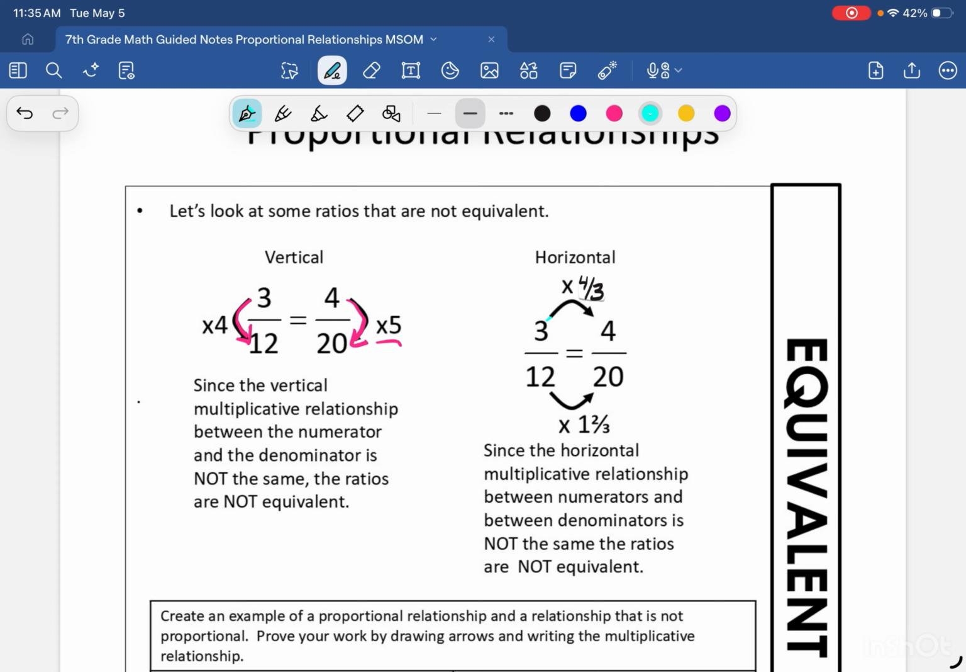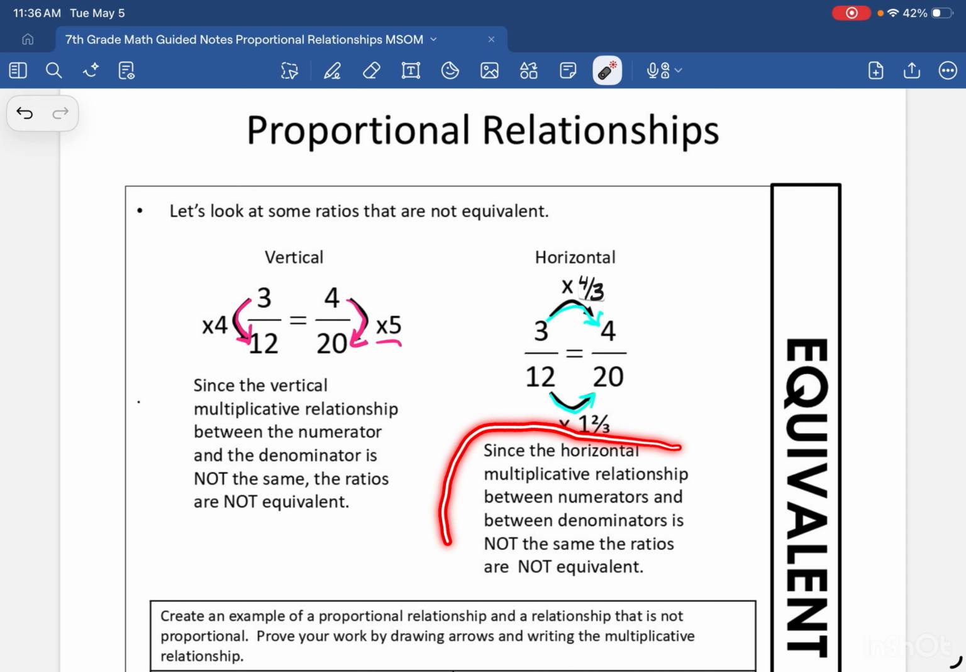Looking at the second ratio, let's look at the horizontal relationship. I can get from 3 to 4 by multiplying by 4/3. However, I can get from 12 to 20 by multiplying by 1 2/3. Since the horizontal multiplicative relationship between the numerators and denominators is not the same, the ratios are not equivalent.